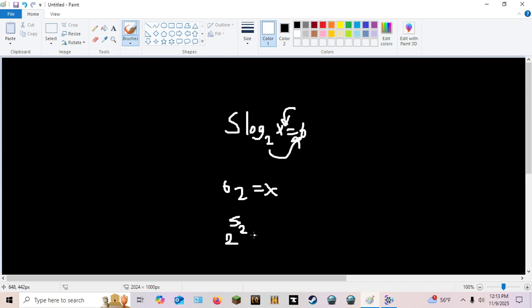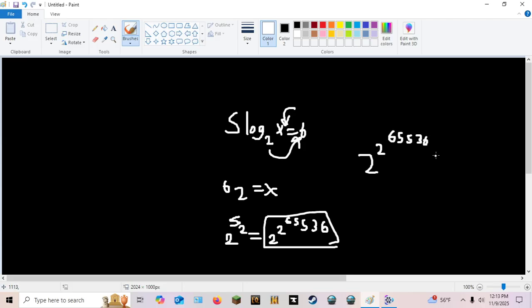I know that 2 tetrated to 5 is 2 raised to 65,536. I know this is actually exponentially 2 times larger than this. So 2 raised to the 2 raised to the 65,536 is equal to x.